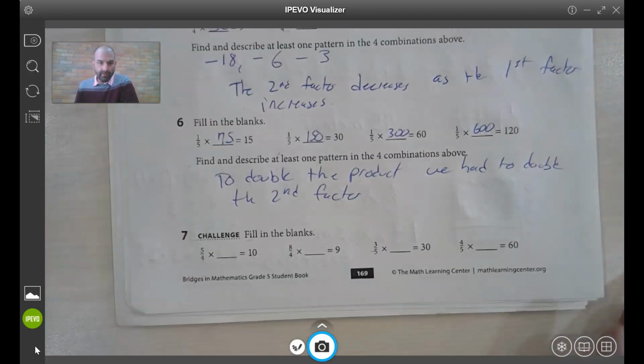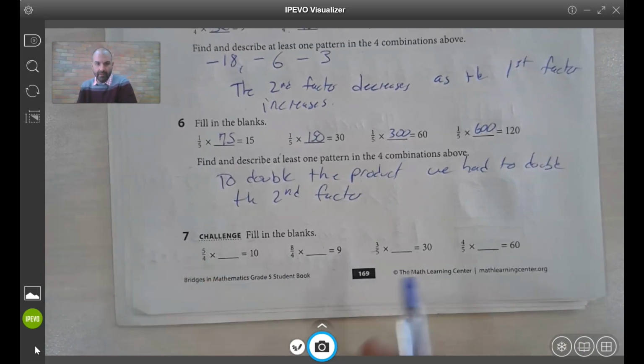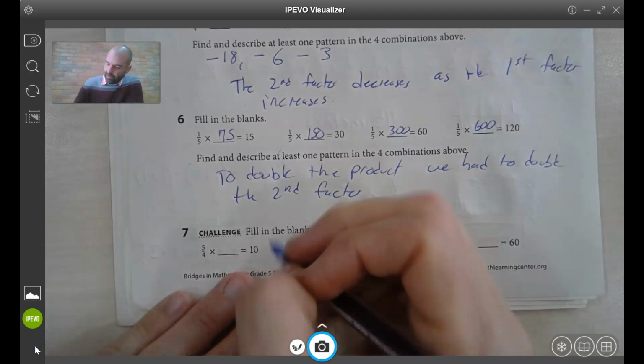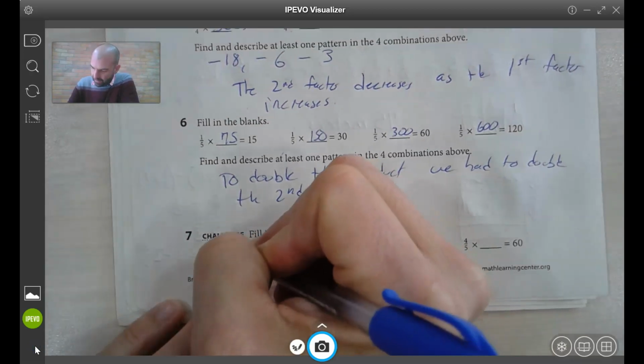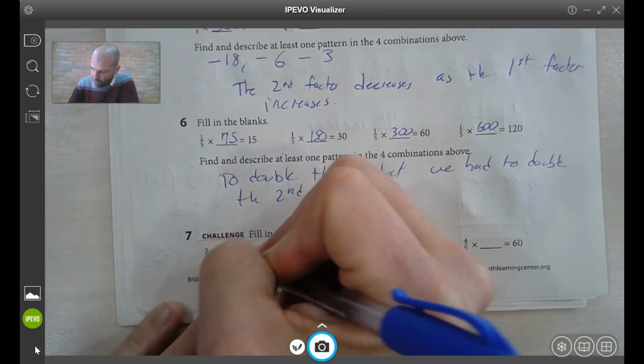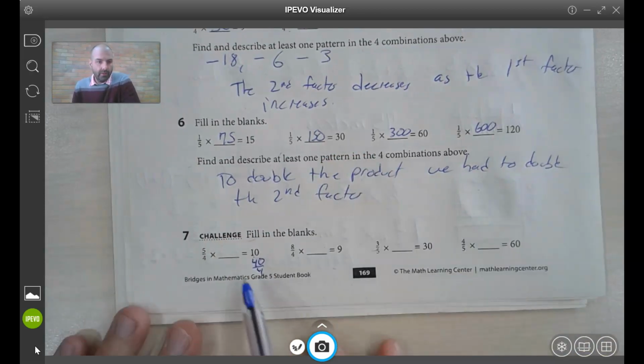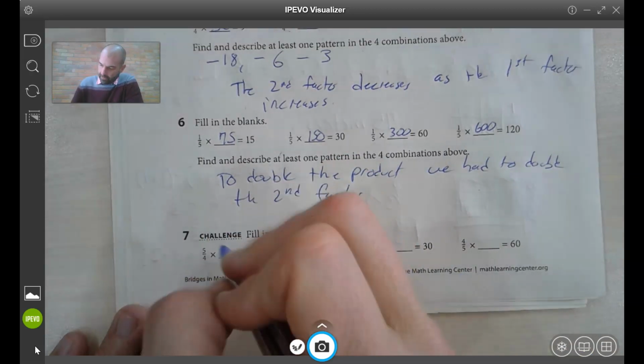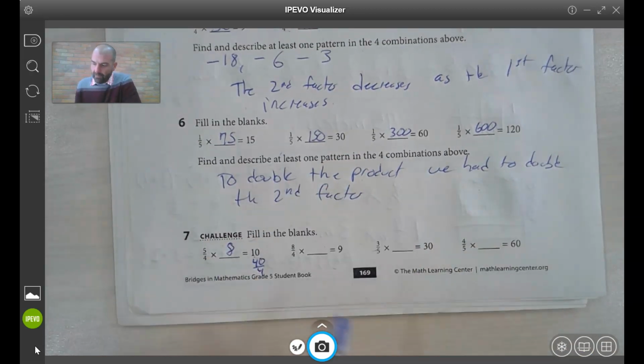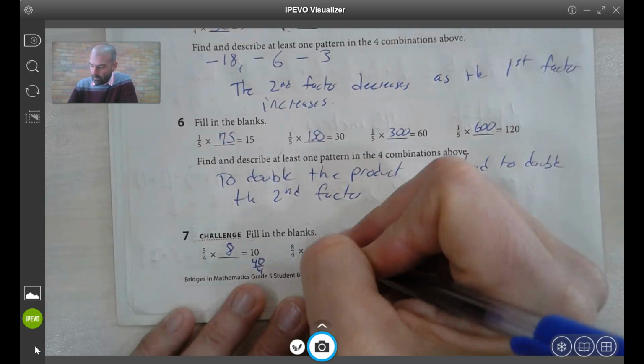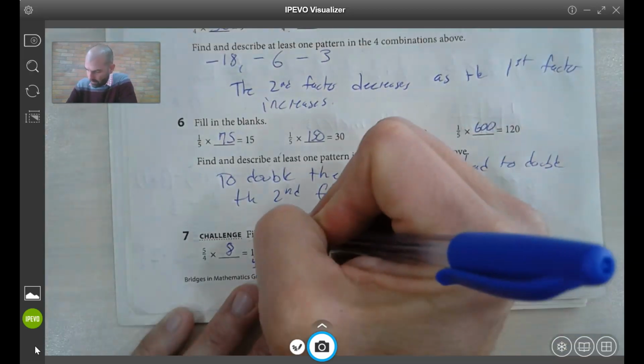Challenge, fill in the blanks. 5/4 of something is 10. This is some good thinking. I don't know if this is the right way to do it, but if I look at 10, I know that 10 is the same thing as 40/4. So if I know that this is 40/4, then I know if I have 8 groups of 5/4, that gives me 10. Is that good thinking? I don't know. 8/4 of something, so that's 2. So 2 times something is 9. Well, that would be half of 9, which is 4.5.